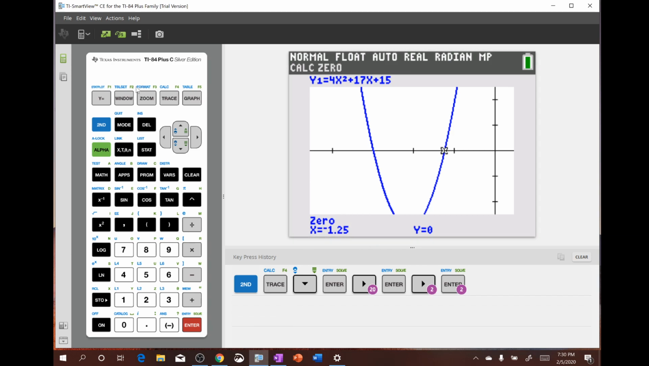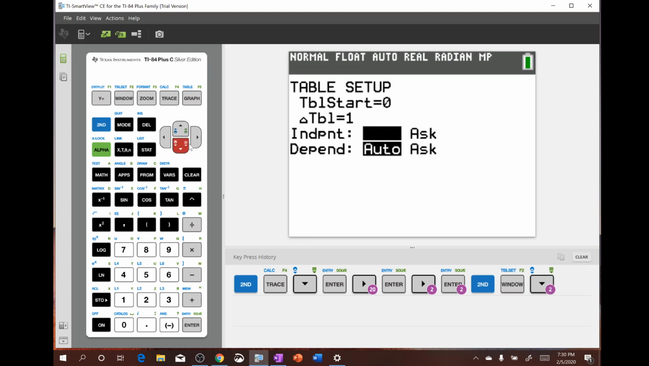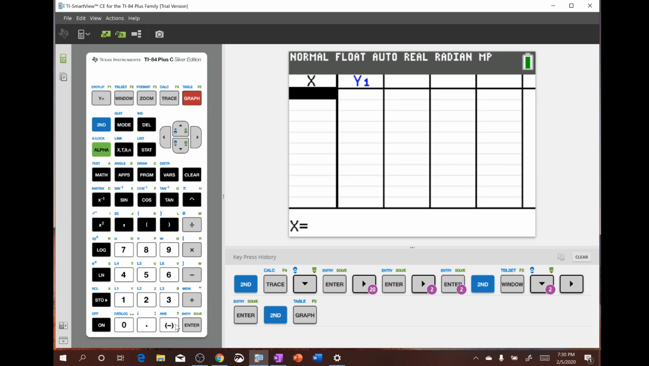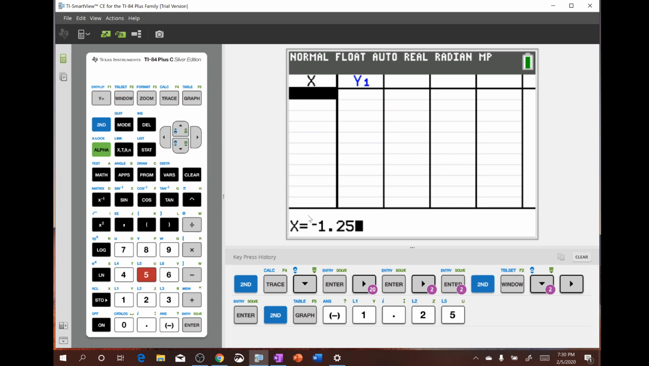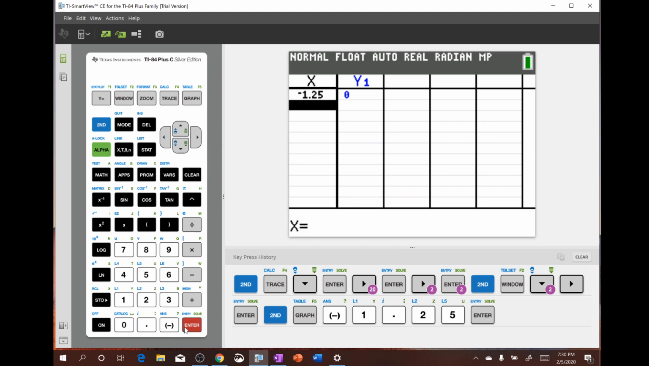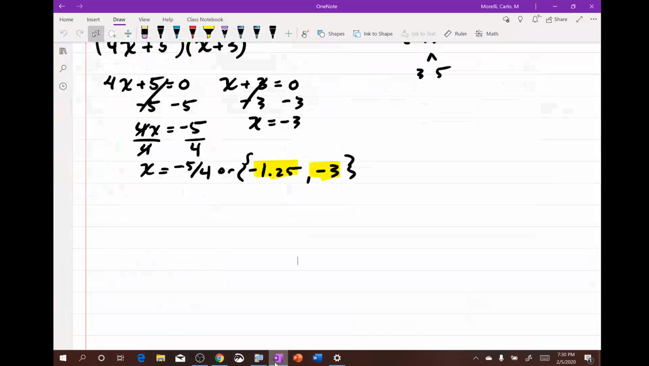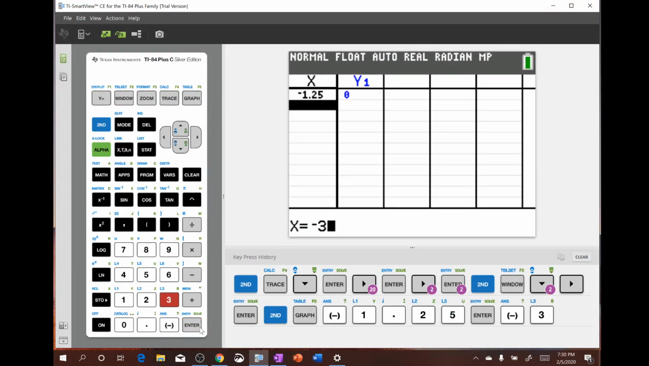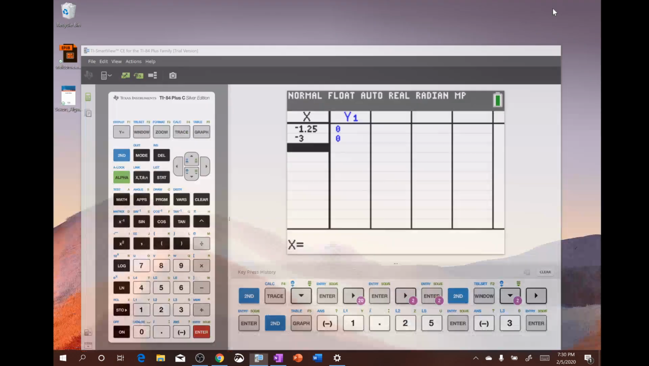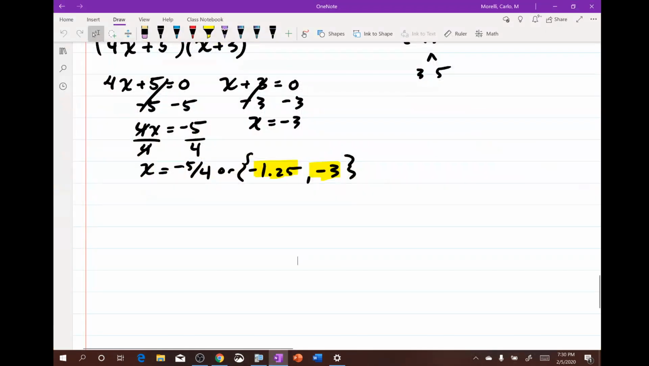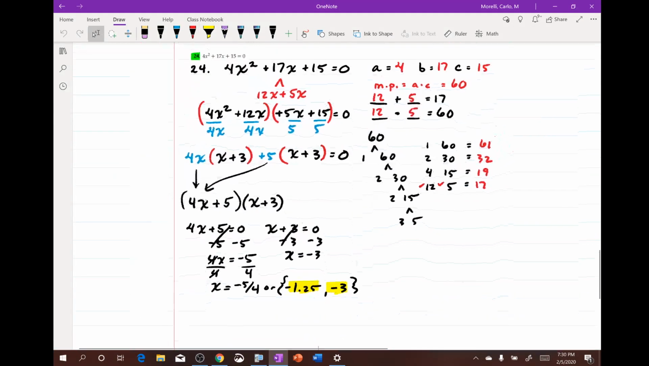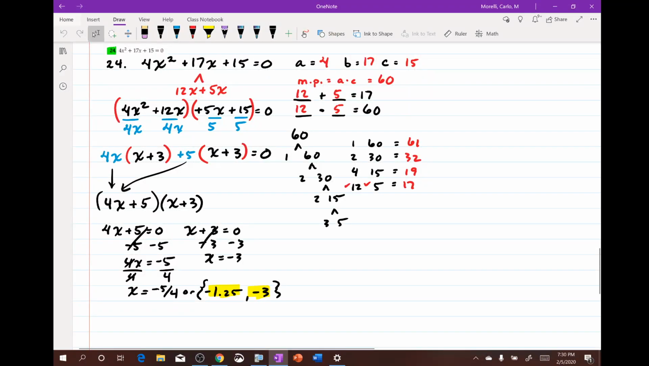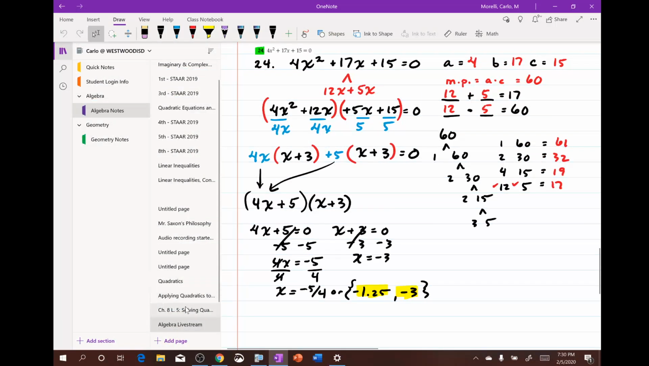Okay? Here's another way you could check. Hit second window and change independent from auto to ask, and then go in here and hit second graph and type in negative 1.25. The output should be 0. There it is. And now type in, what was the other one? Negative 3. Type in negative 3. The output should be 0. There you go. So those are our zeros. Starting to understand what a 0 is. So, guys, that's how you do that problem. That was number 24. Okay? So let's see what's next.